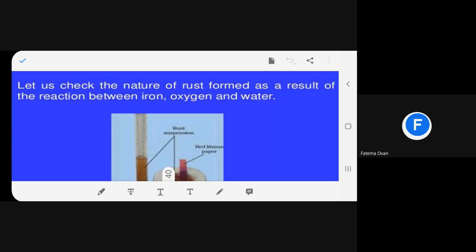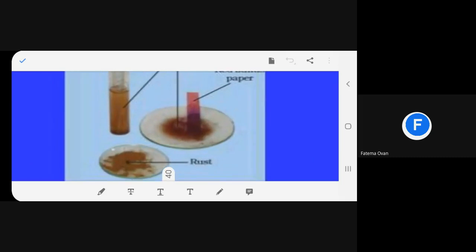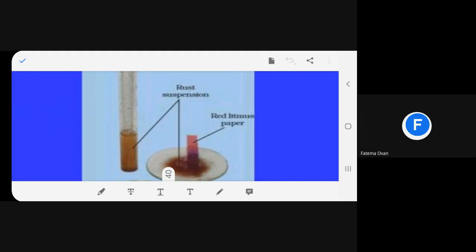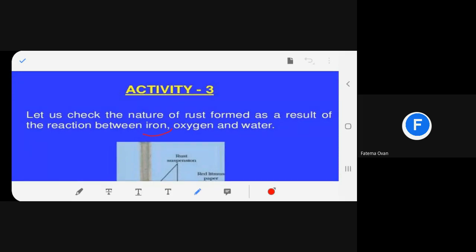Okay, ma'am. Let's first check the nature of rust formed as a result of the reaction between iron, oxygen, and water. Always remember, this is the powder. You saw this rust? This is the powder. And then they have mixed water in the rust. So this is called rust suspension. And then the litmus paper test, whether it is acidic or basic, we'll do later. Don't worry about it right now. But rust forms only in the presence of iron, oxygen, and water.